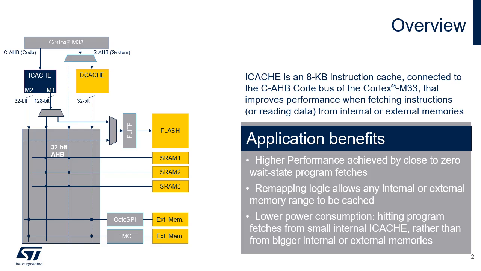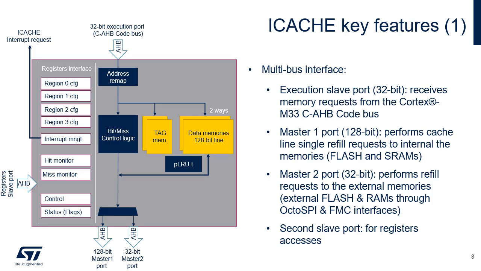Configuring ICACHE as direct mapped by software allows an even lower power consumption compared to the two-way set associative organization, which is also supported. The multibus interface minimizes potential conflicts between memory traffic. The 32-bit execution slave port receives memory requests from the Cortex-M33 CAHB code bus.